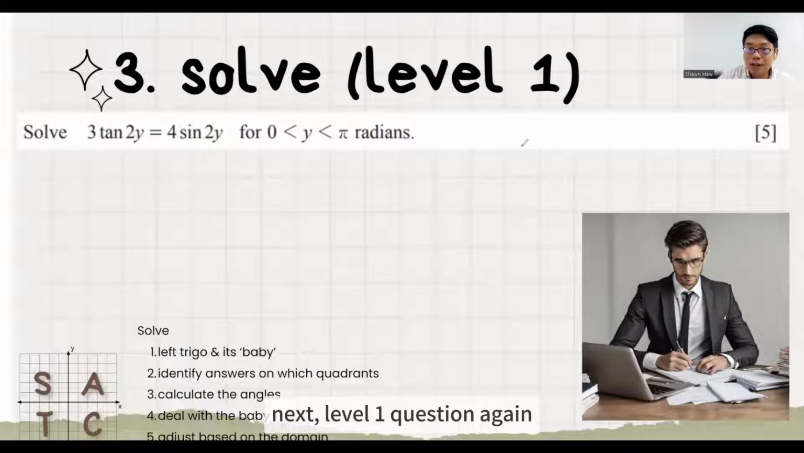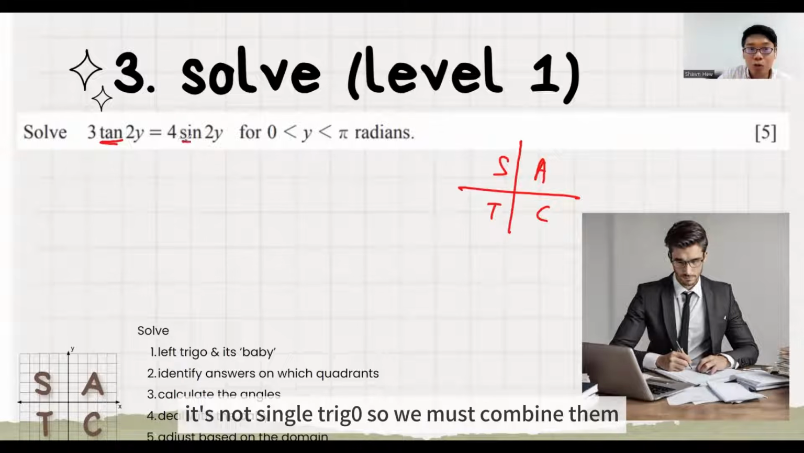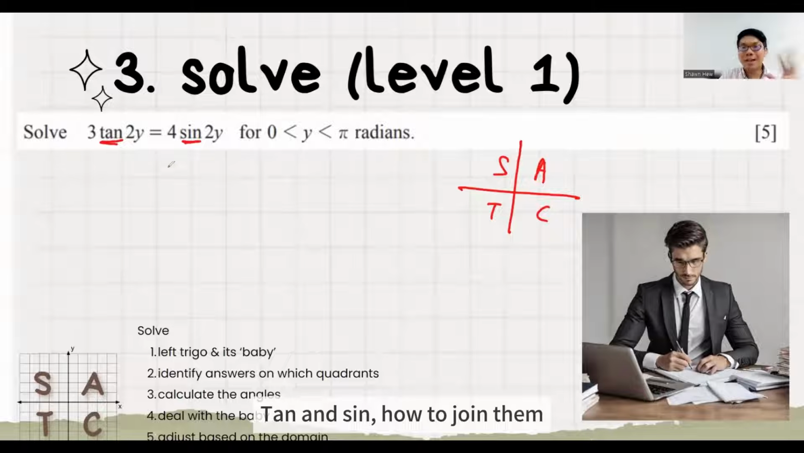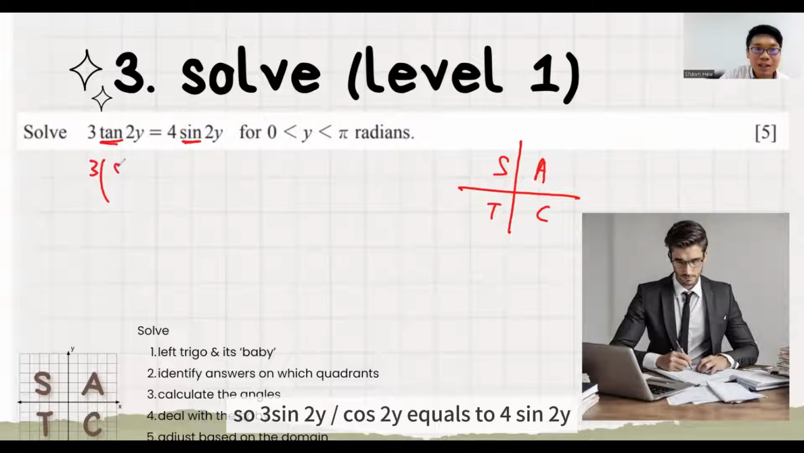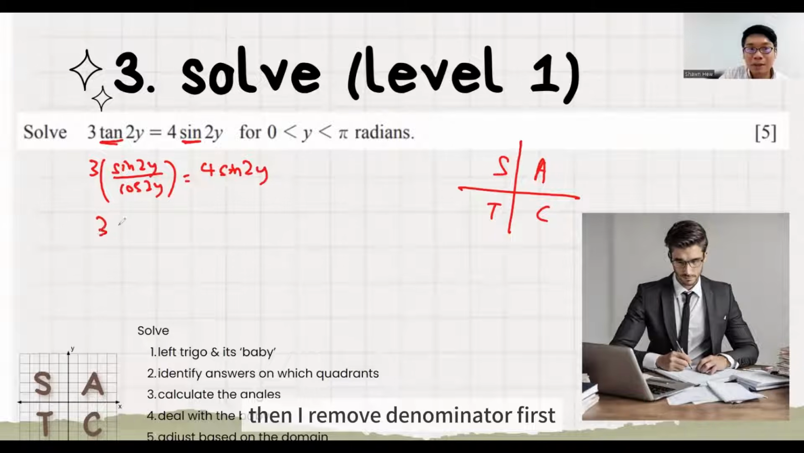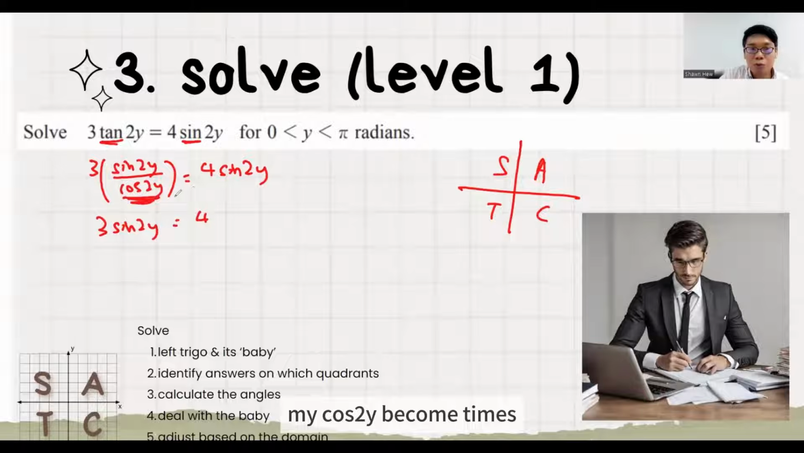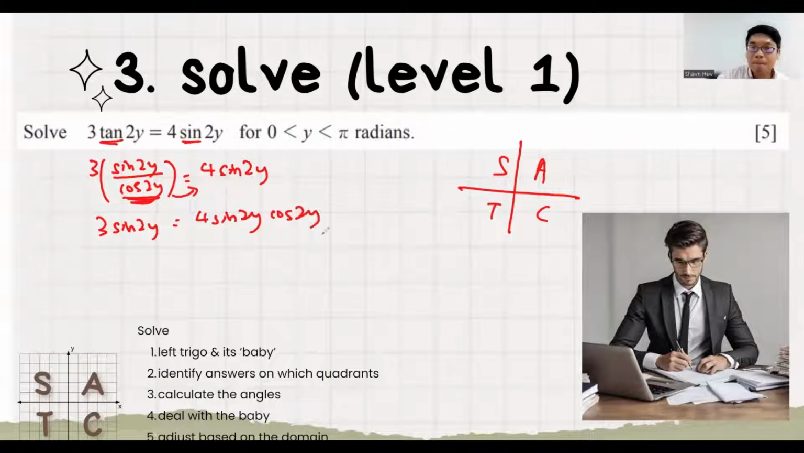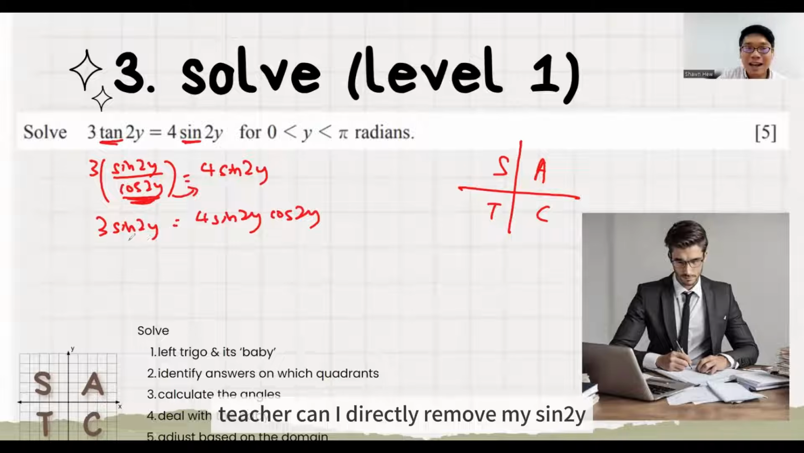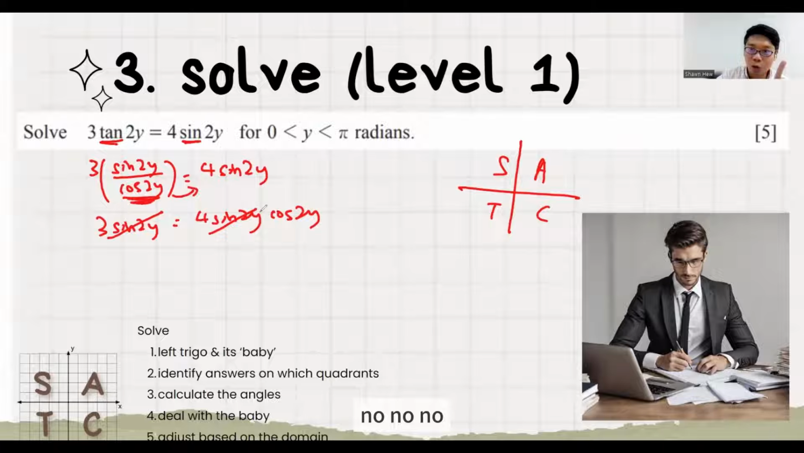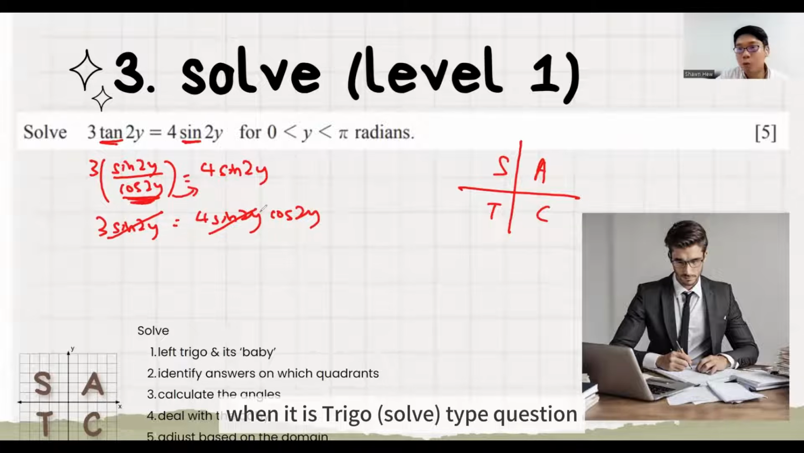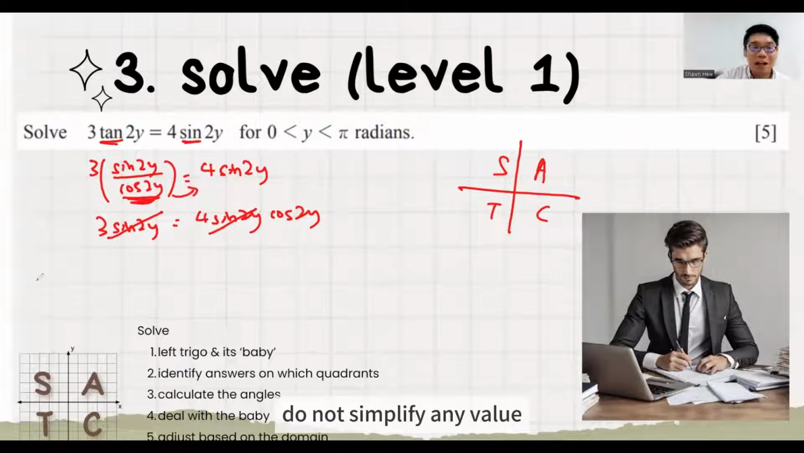Next, another level 1 question. It's not a single trigo, so we must combine them. So tangent and sine, how to join them? You change tangent to sine over cos. So 3 sine 2y over cos 2y equals to 4 sine 2y. Then I remove the denominator first. My cos 2y actually becomes times. Some students will say, teacher, can I directly remove my sine 2y? No, no, no. When it is a trigo type question, do not simplify any value.